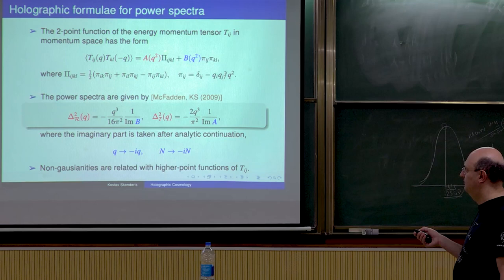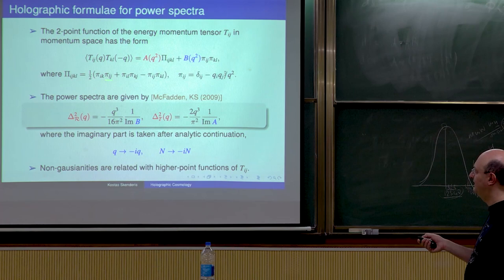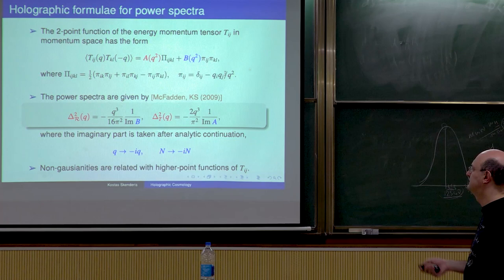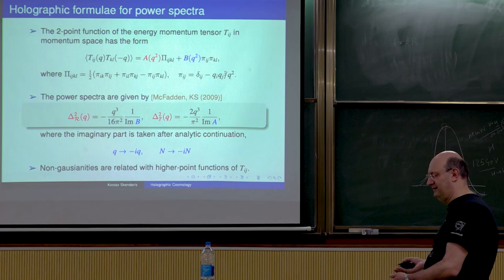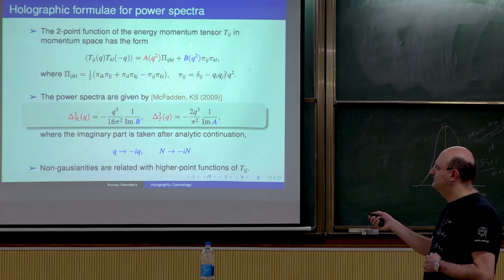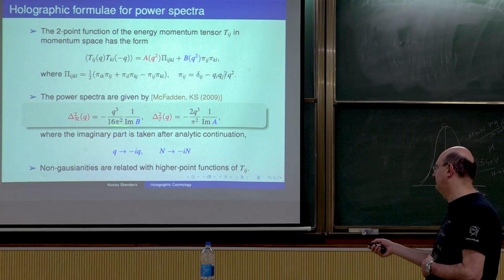So this capital pi is a projection to the transverse traceless piece. And there's another piece, which is the trace part of the correlator. So now you're given a theory, like the one I will give you in a few minutes. Then you compute the two-point function. Then you extract A and B. And in the power spectrum, the holographic formula is given here.